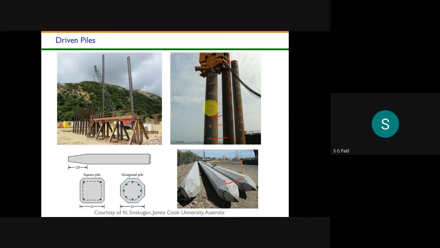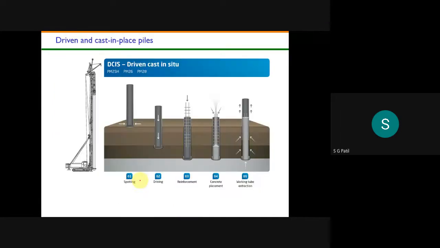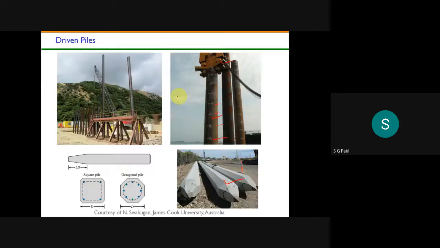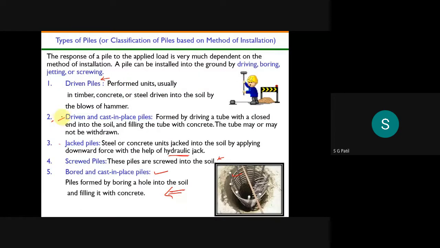And even if the soil is very soft, you can use these kinds of piles in your onshore structures also, to support your conventional buildings. So then, this is the driven cast in place piles. Okay, so that is your second type of category.